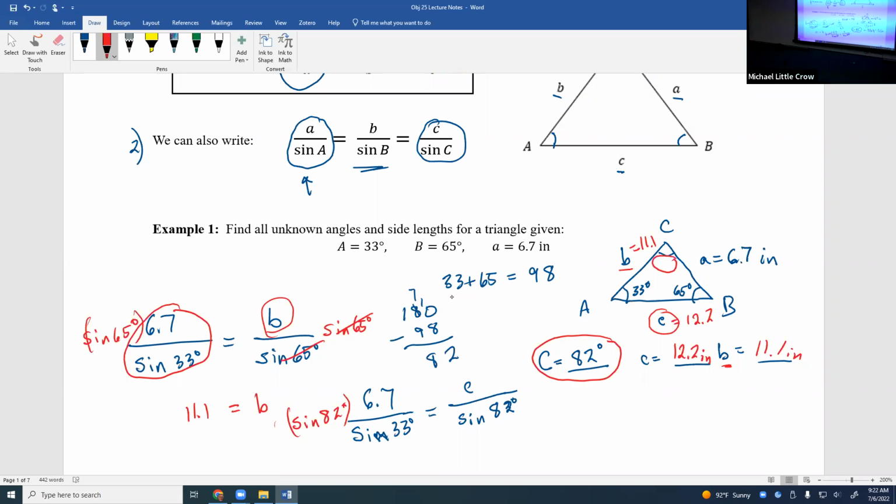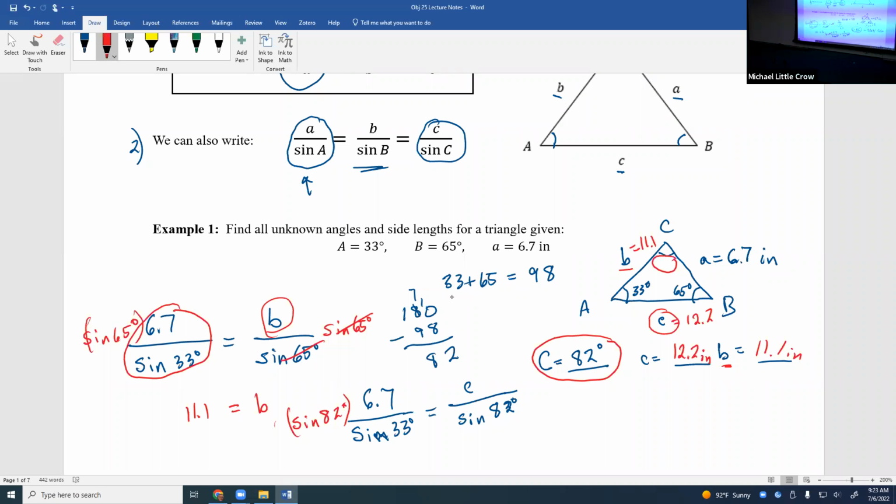Now, the thing is, you don't have to check to see if there's another solution for this. If there's two angles, we can't change those. So that's the trajectory of these two sides. You can't change it. We've got these two angles, both sides are going to be what they're going to be. There's one solution.